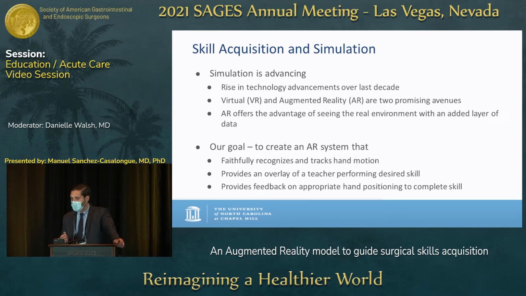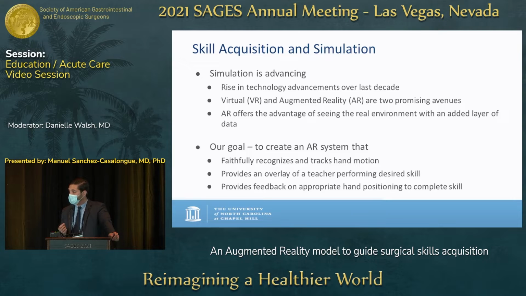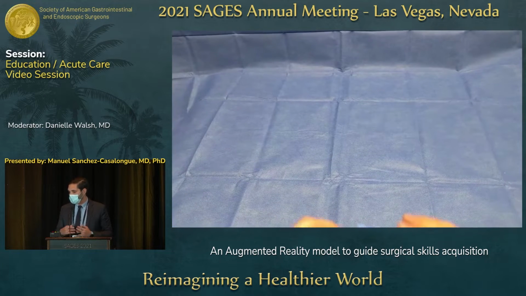So our goal was to create an augmented reality system that did 3 things. 1, faithfully recognize and track hand motion. 2, that it provides an overlay of a teacher performing a desired surgical skill. And 3, that it provides feedback based on the appropriate hand positioning that's required to complete that skill. So that's what I'm showing now.